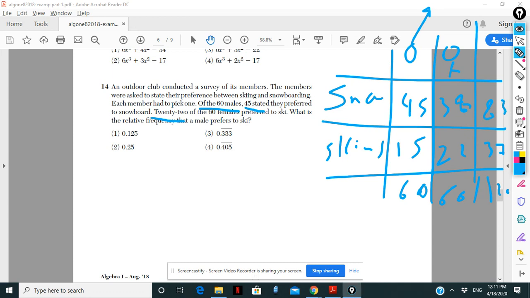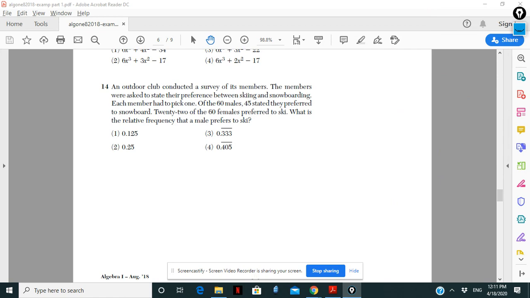Now, what is the relative frequency that the men prefer ski? So it should be 15 out of 60, which is 25%. So the answer is going to be 2.